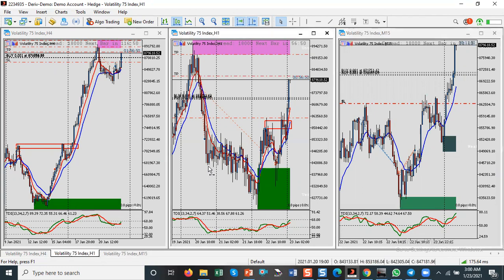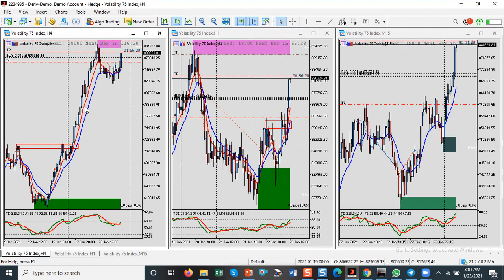Then on the 1-hour chart, I have the exponential moving average 13, an exponential moving average 7, and the TDI as well. I also have the supply and demand zone indicator on all the charts. On the 4-hour time frame, I have the same thing as the 1-hour chart: the 13 exponential moving average and the 7 exponential moving average.